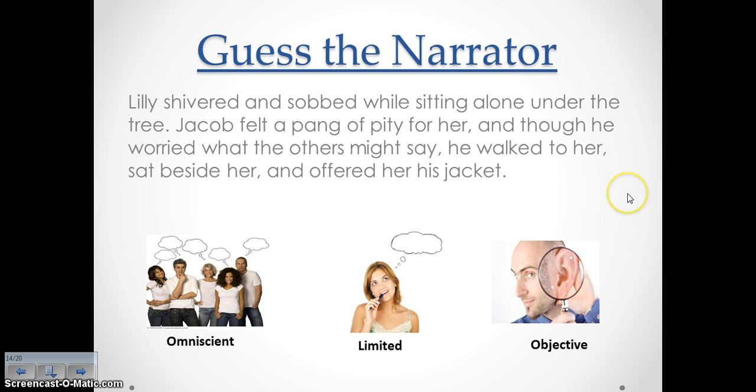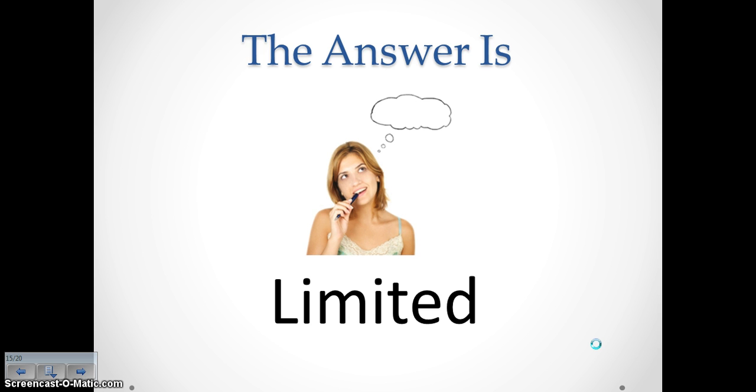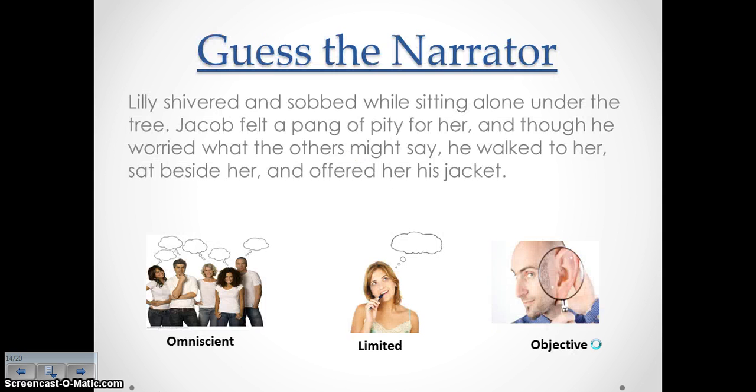So here we go. Lily shivered and sobbed while sitting alone under the tree. Jacob felt a pang of pity for her, and though he worried what the others might say, he walked to her, sat beside her, and offered her his jacket. So which one is it? All-knowing, limited, or objective? And the answer is limited. I'm sure you all guessed that. Sorry, that was a little bit rushed, but you knew it, right? The answer is limited. Let's go back for a second and figure out why.